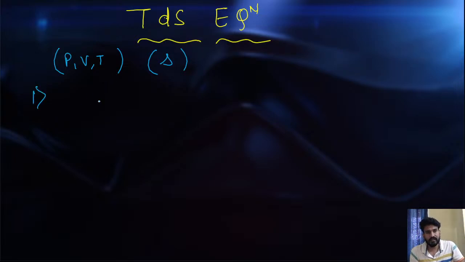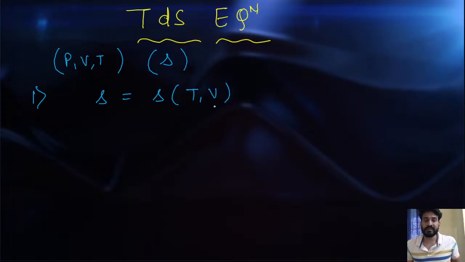So for my first equation, let's suppose entropy is a function of temperature and volume. After that, we will make it a function of P and T, and then a function of P and V. We will calculate all the TDS equations. I hope our agenda is clear to you. P, V, T are measurable, S is a derived property calculated with the help of P, V, and T. It means it depends upon PV, VT, or PT, whatever it is.